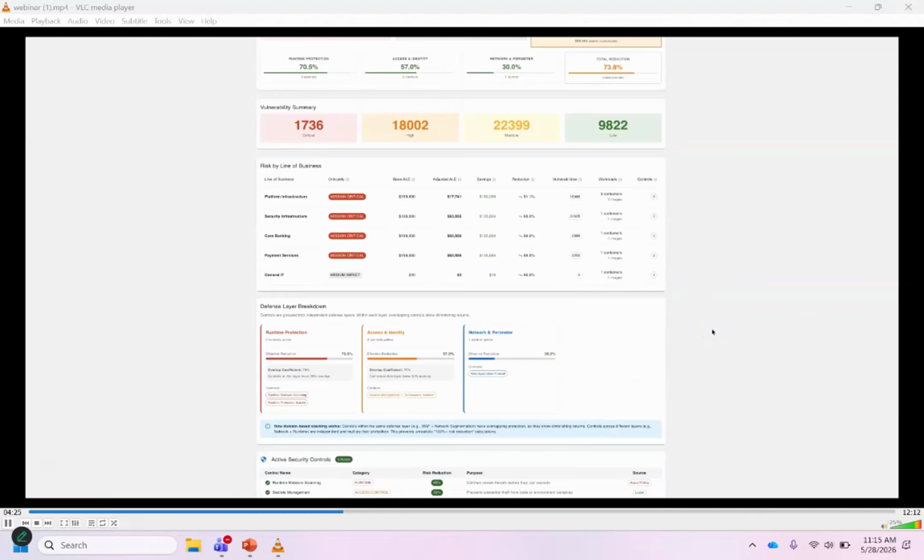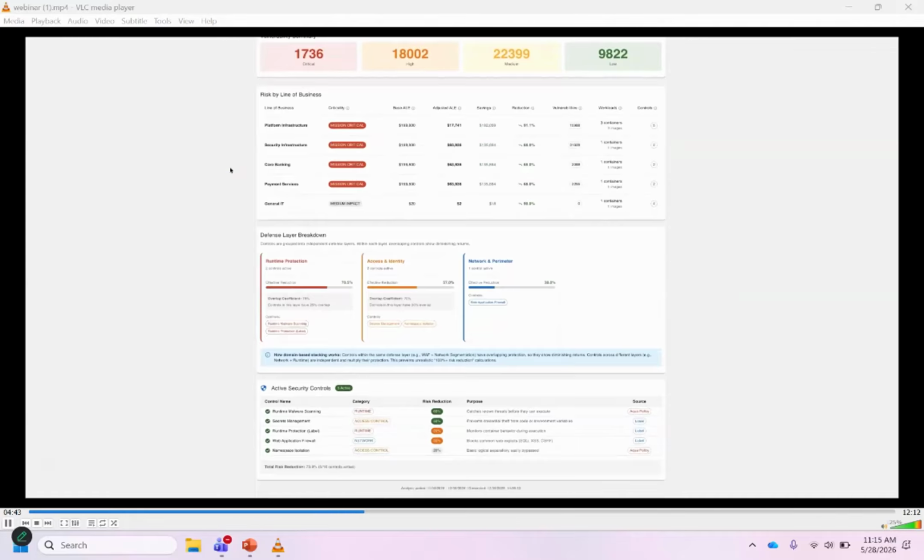This next area is the risk by line of business table. Each row is a line of business. The platform has discovered through label mapping and Aqua application scopes, base and adjusted annual loss expectancy after controls, the savings figure, the percentage reduction, the vulnerability count, the workload count, and the count of controls in effect. This table is the executive summary of the entire program.